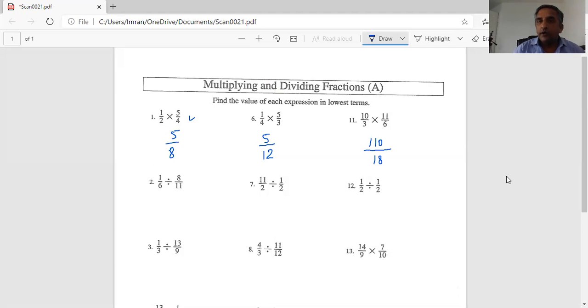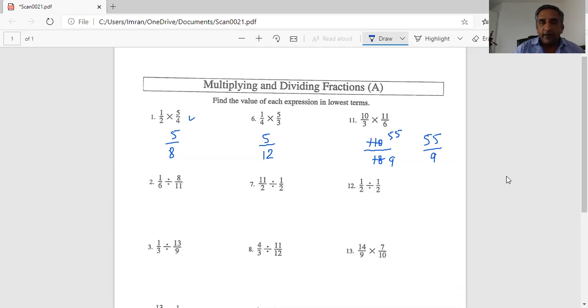They both go in the 2 times table. So when we divide 110 by 2, we get 55. And when we divide 18 by 2, we get 9. So your final answer will be 55 over 9. We can still change them into an improper fraction, but we will do that at some other time.